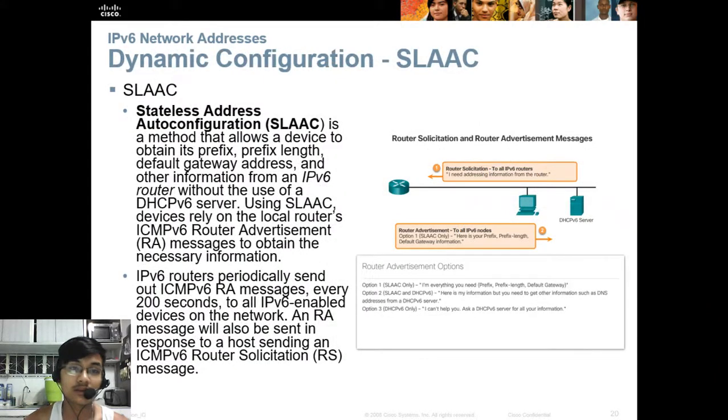Stateless address auto-configuration, or SLAAC, is a method that allows a device to obtain its prefix length, default gateway address, and other information from an IPv6 router without the use of a DHCPv6 server. Using SLAAC, devices rely on the local router's ICMPv6 router advertisement messages to obtain the necessary information.